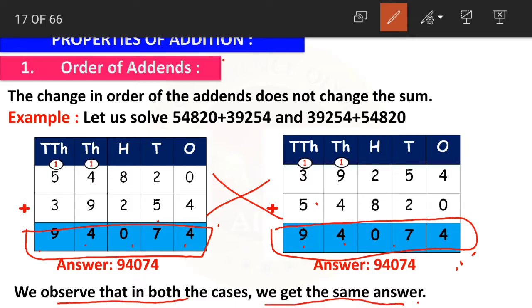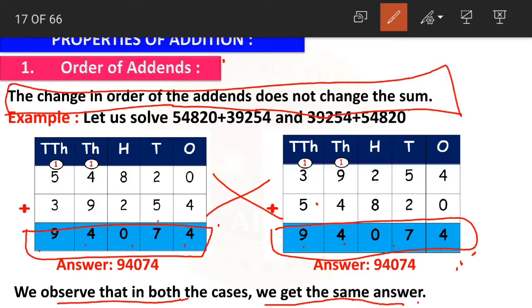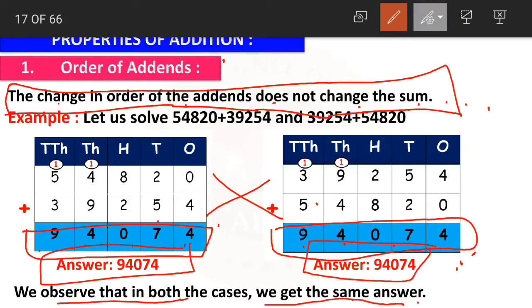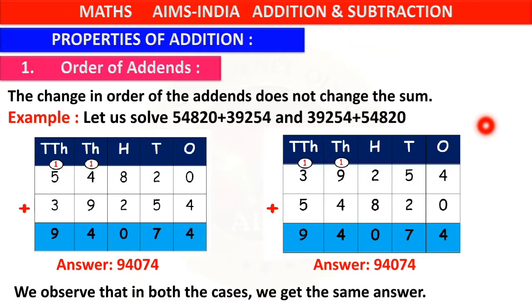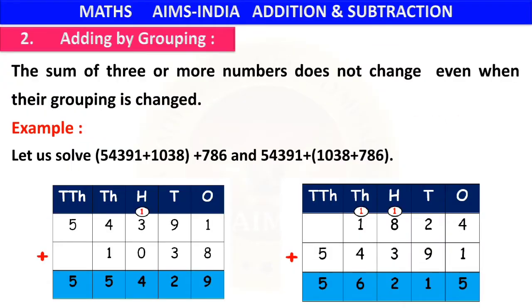So what is the property of addition we've learned here? The change in order of the addends does not change the sum. Yes, children, this we have learned. What did we learn? The change in the order of addends does not change the sum. The sum is the same even though the order of the addends is changed. Clear, children? This was our first property of addition, which was order of addends.